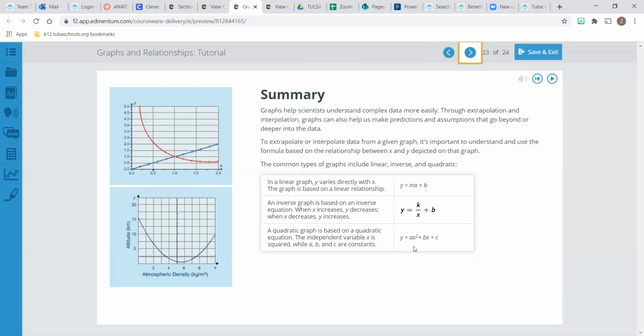Parabola. It's a fun word. Y equals ax squared plus bx plus c. Okay. So this one has the most going on. Anytime you see an x squared, think of quadratic. Or just an x squared and an x, quadratic. Something over x, inverse, just an x, linear. All right.